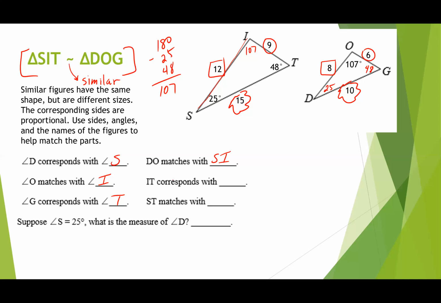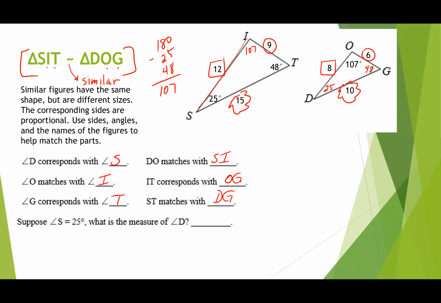Okay. IT. Well, let's use our names. IT. What does that match with? OG. And you can look there, IT, that's the side that I have the circle around the number. Look at OG, I have a circle around that side number. So those match. And then ST is going to match with DG.